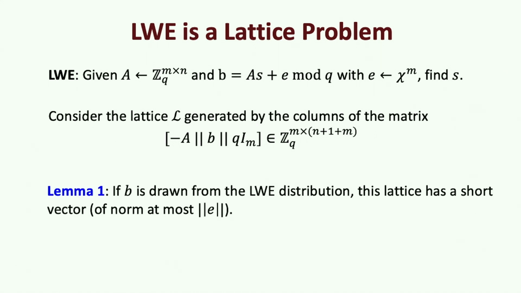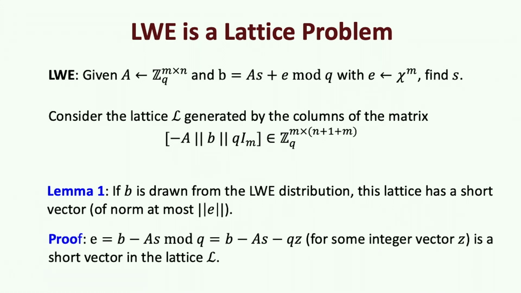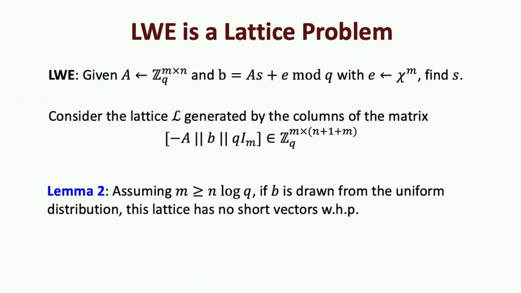So here's lemma 1. If B is drawn from the LWE distribution, this lattice has a very short vector. Why is that? Minus A times S plus B is the error E, modulo q, but the modulo q can be implemented by the last m columns. So in fact, E is a short vector in this lattice. That's number one. Number two, assuming that you have sufficiently many equations, M is at least n log q.